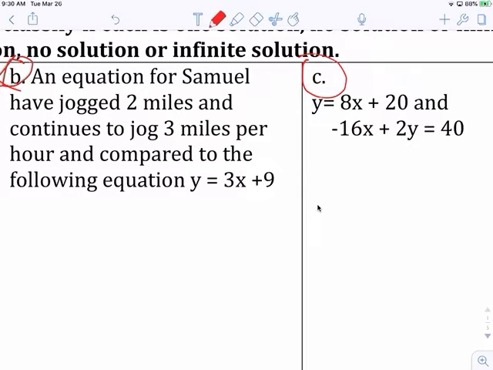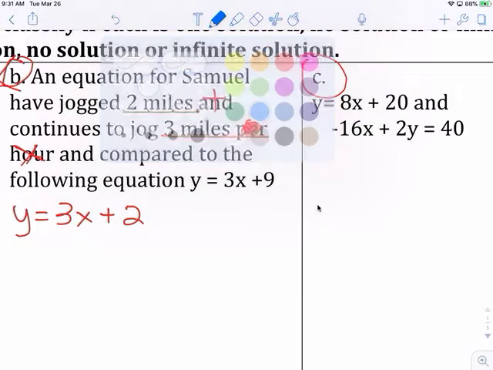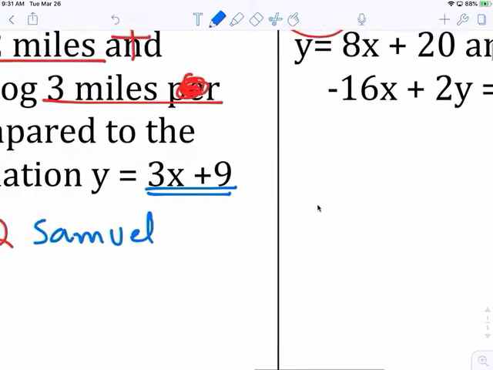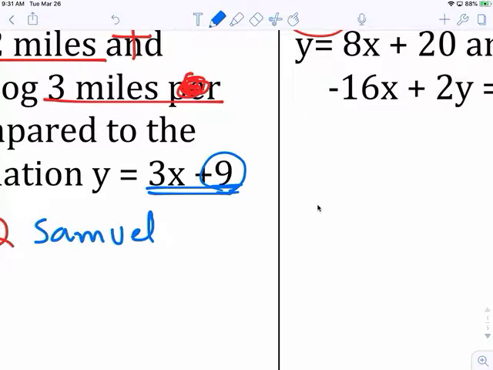Okay, an equation for Samuel: he has jogged 2 miles and continues to jog 3 miles per hour. So Samuel is y equals 3 times the number of hours plus the 2 miles that he's already jogged. Compare that to this other person. Well, this other person also jogs 3 miles per hour, but has already jogged 9 miles.